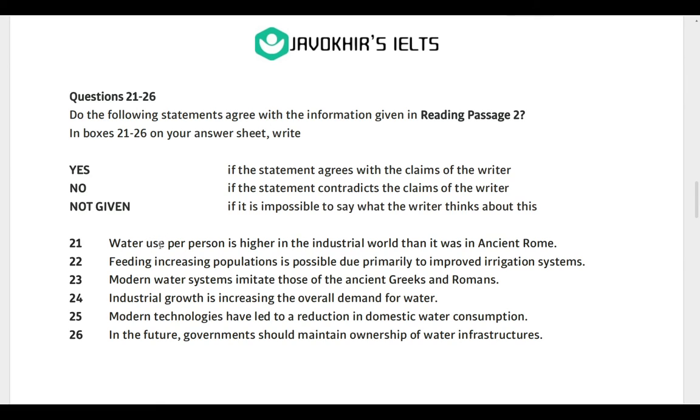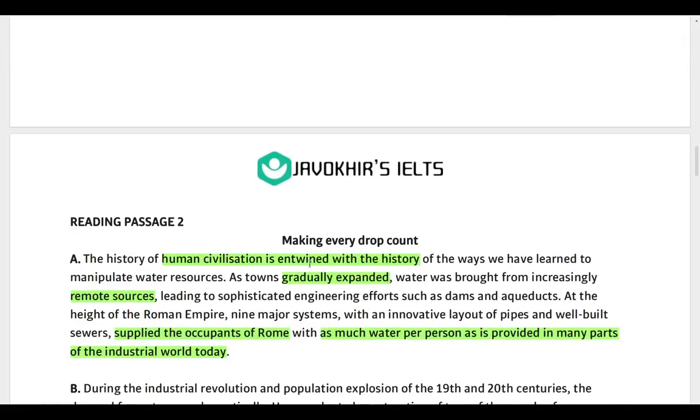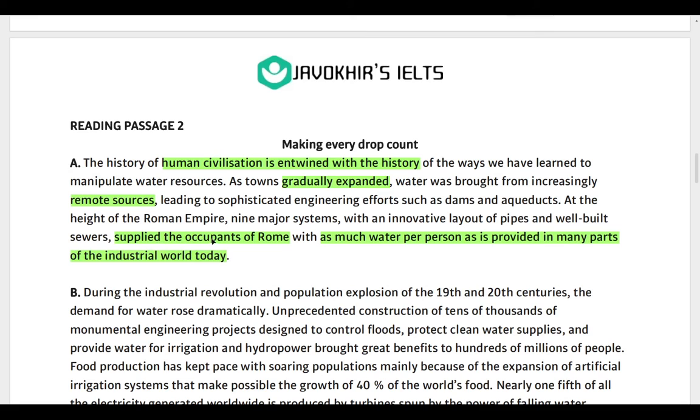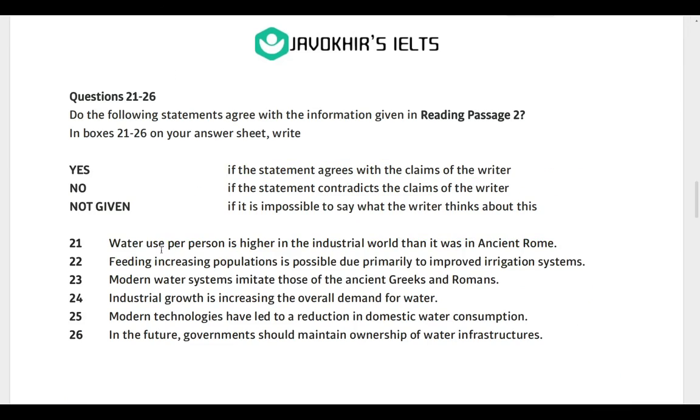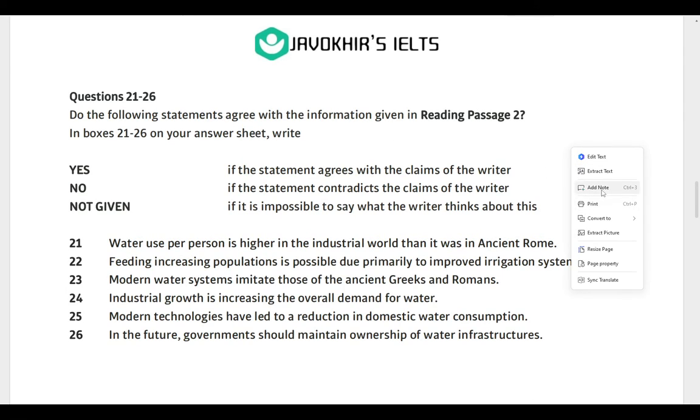All right, so water use per person is higher in the industrial world than it was in ancient Rome. If you remember, paragraph A said that it supplied occupants of Rome with as much water per person as provided in many parts of the industrial world today. So the answer for that was going to be not given, basically.